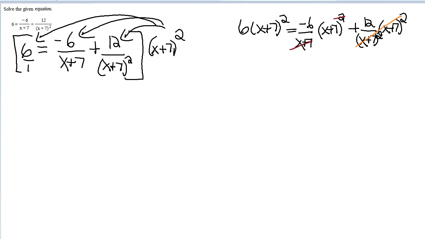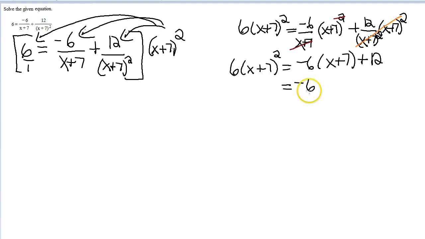So here's what we're looking at. 6 times the quantity x plus 7 quantity squared is equal to -6 times the quantity x plus 7 plus a 12. If you work with the right hand side here, we get -6x minus 42 by distributing the -6 across. When you add 12 to that, what you end up getting is -6x minus 30.